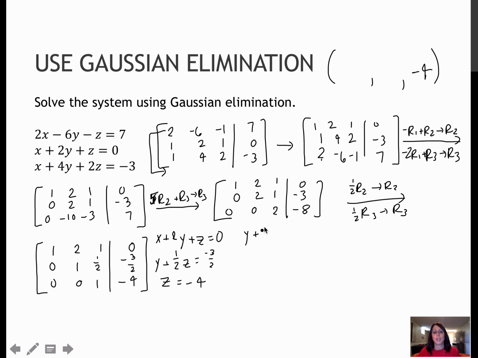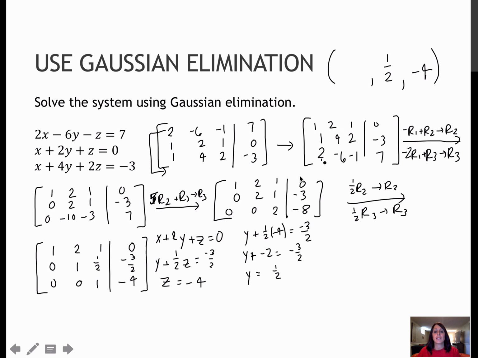So y plus 1/2 of z equals negative 3/2. 1/2 times negative 4 is negative 2. Adding 2 to each side, I find that y is 1/2.